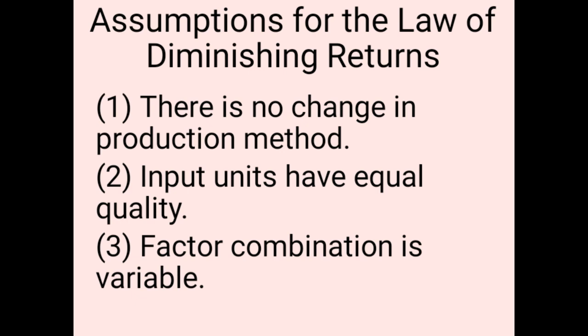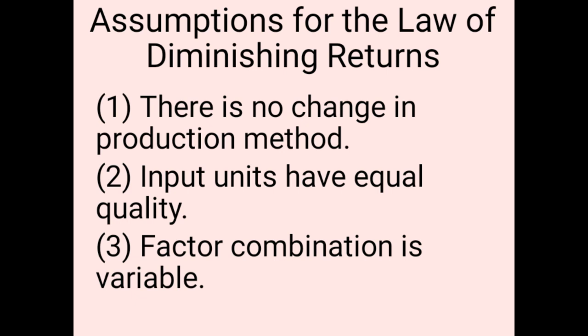But naturally, it is a common concept that when we are changing the use of technology, it may increase or decrease the production. So we do not need to do this over here. We are keeping the method of production constant. Then and only then can we apply the law of diminishing returns. So the first assumption is there is no change in production method.